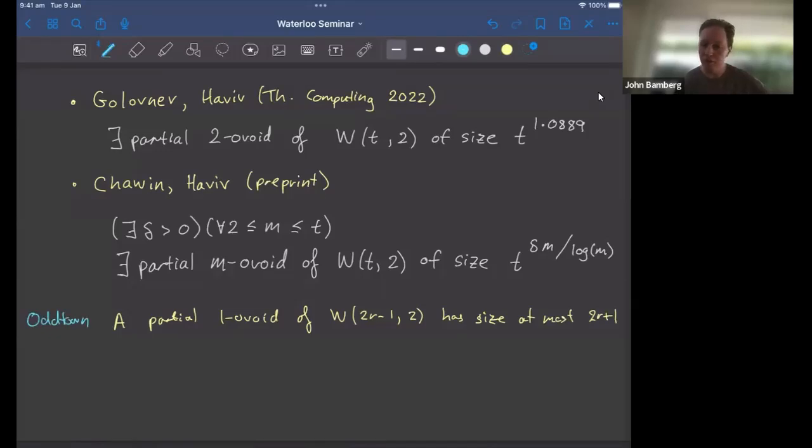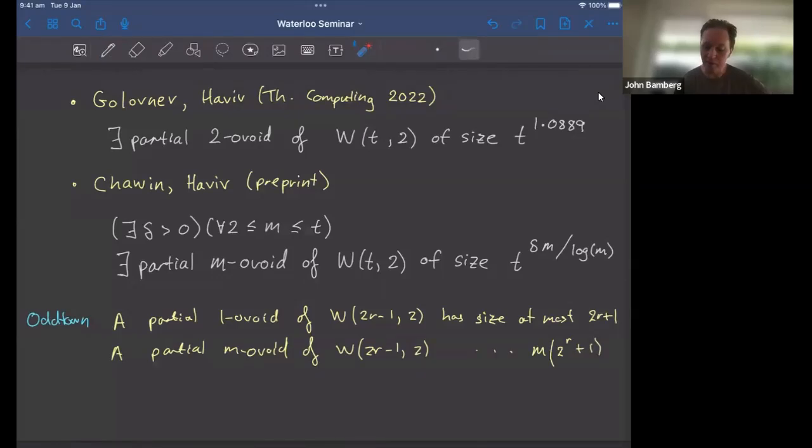And also, we know from what I said way back at the beginning that a partial M-ovoid of the same space has size at most m to the 2r plus 1. So that gives us some validation. We weren't that crazy. We were actually thinking that at small values, it would grow linearly, right? Because we had that for partial 1-ovoids. We weren't sure what was happening for partial 2-ovoids. That was what we were interested in. Anyway, I'll show you our other results, and it's a very strange construction.